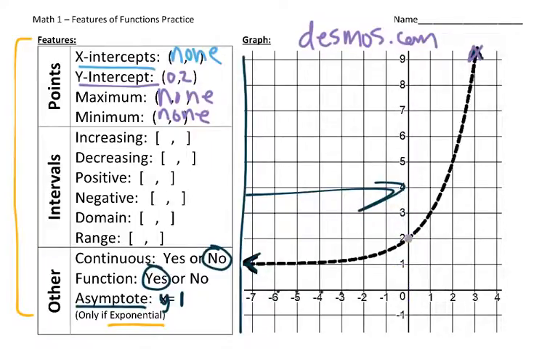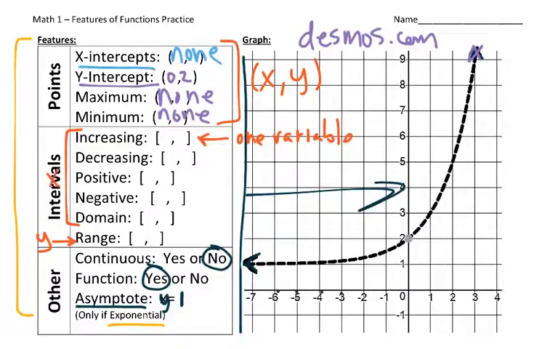So remember, with intervals and with the brackets, it's one variable we're talking about. We're not doing the two variables like an x and a y like we do on the points. Okay? So on all of them, you're going to do the x value except for the range. The range is the only one where you're doing the y values, but the rest are the x values. So, increasing. As we look left to right, is it going up? Yeah, it's going up the whole time, right?